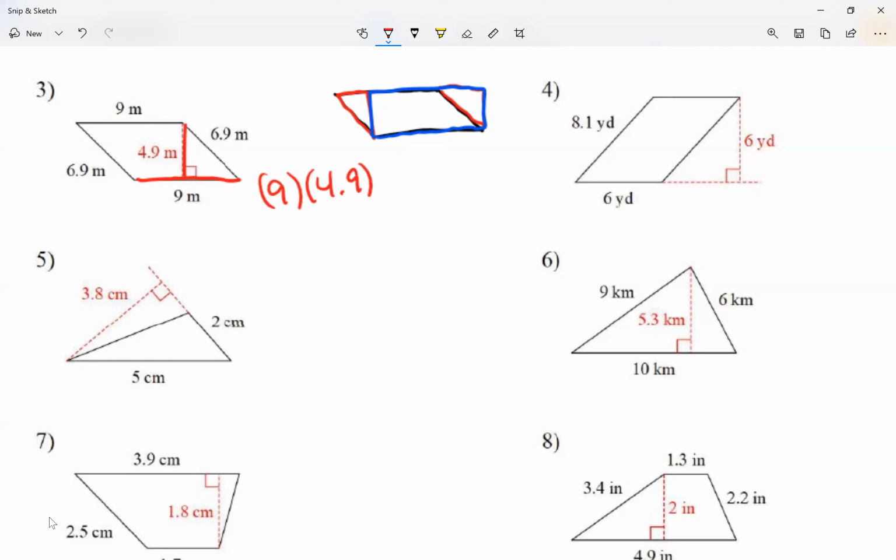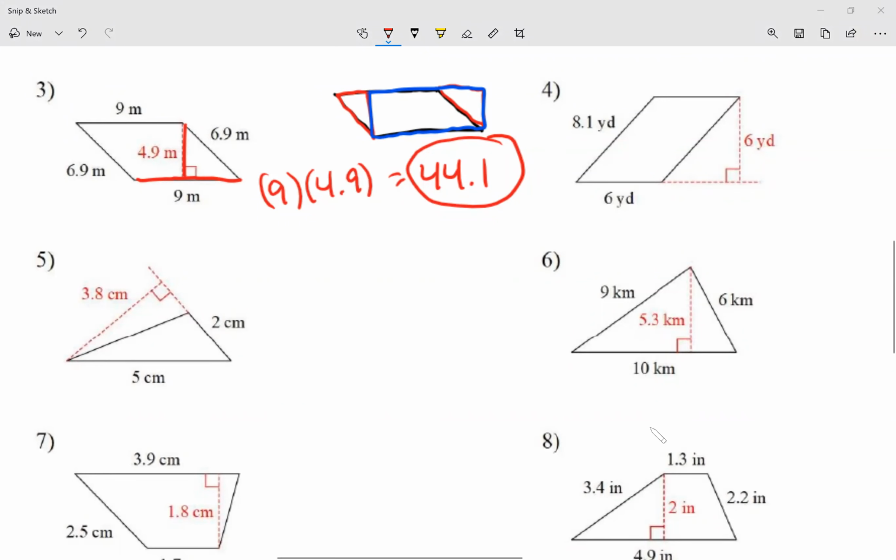Use a calculator if you need to. 9 times 4.9 is 44.1. That's it. Don't think that you have to use every number given in the problem. There are some numbers, like 6.9, that I did not use. So don't think you have to use every number. So remember, I'm just looking at parallelograms. I'm just looking for the two sides that make the 90-degree angle, and I'm multiplying those out. I'm going to treat it like a rectangle.